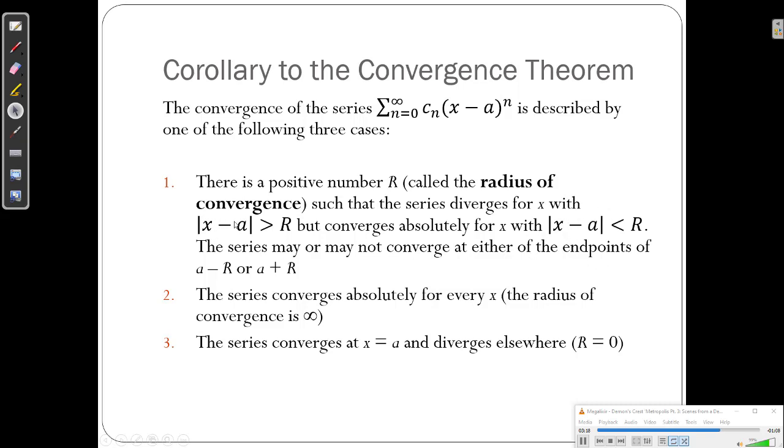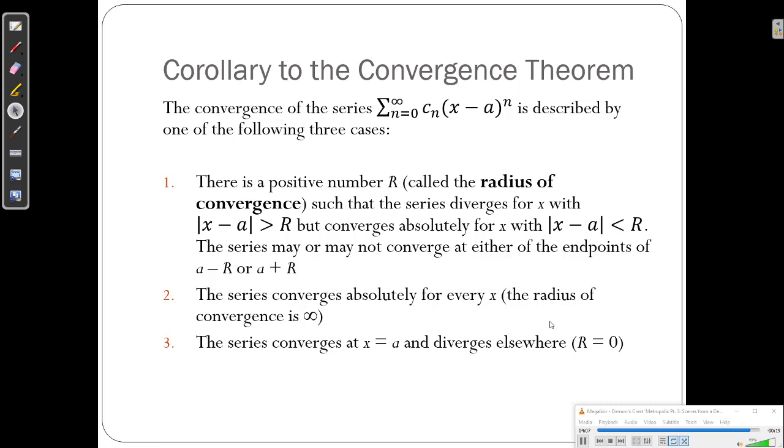So if your distance between x and a is within the radius, you will converge absolutely. Greater than the radius, you will diverge. It may or may not converge at the endpoints when it equals the radius. So that's a possibility. Some finite number r. The series might converge absolutely for every x, so its radius of convergence might be infinity. Or it only converges at x equal a, diverges everywhere else, in which case the radius of convergence is 0.